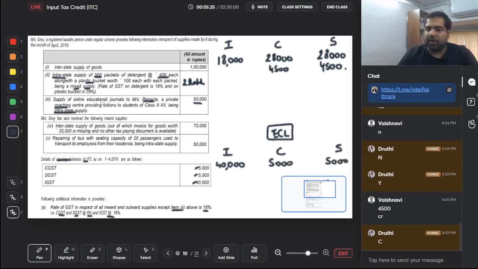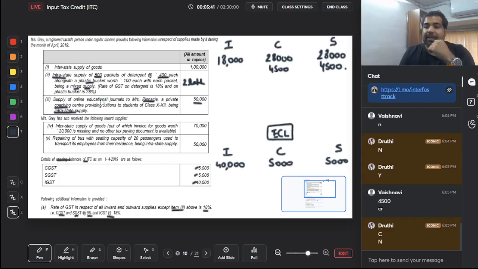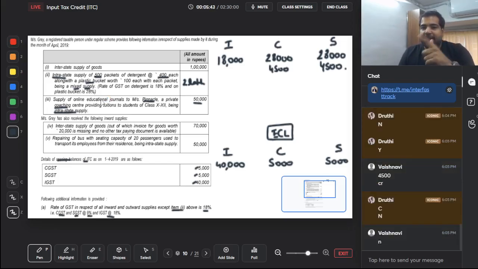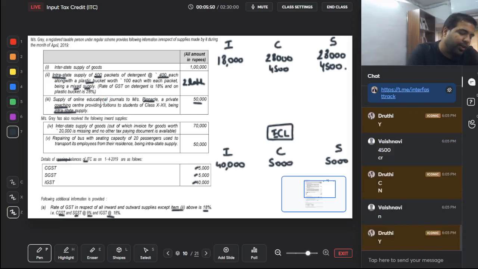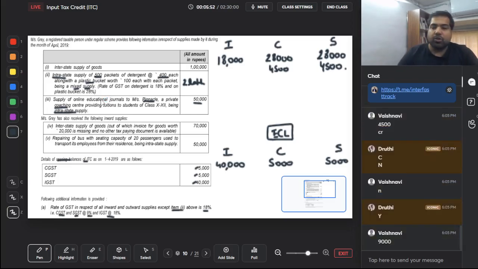Opening balances are covered. Next, interstate supply of goods, out of which the invoice for goods worth 20,000 is missing and no other tax paying document is available. So unfortunately for 20,000, guys, will you get any credit? No, because the document is missing, section 16(2)(a) of the CGST Act. But on the remaining 50,000, will you get credit? Yes, it is interstate, so 50,000 into 18%, you'll get 9,000 credit. In this case, purchases lead to credit.